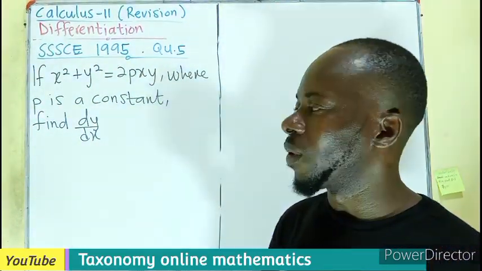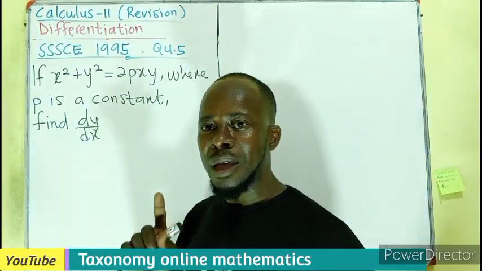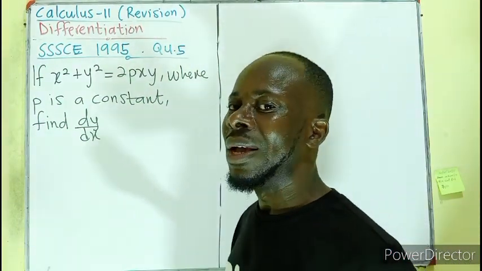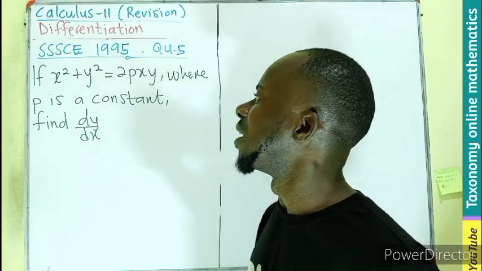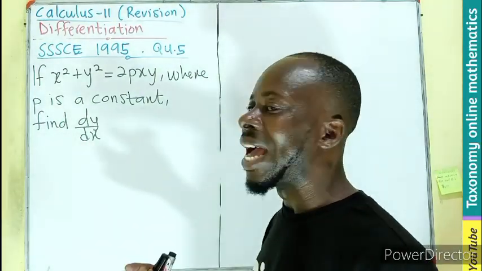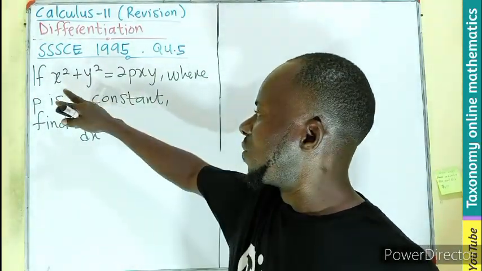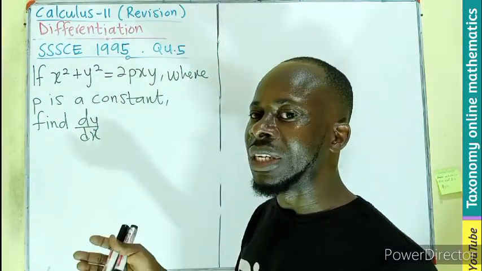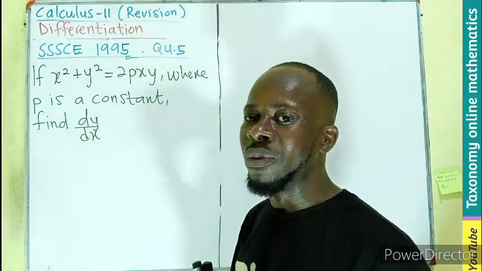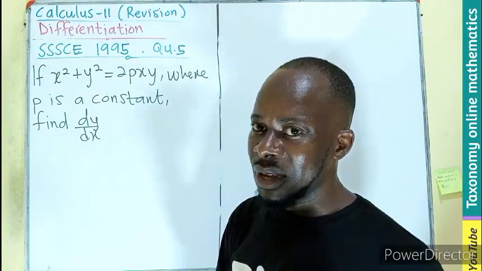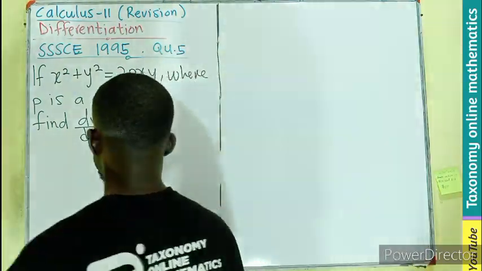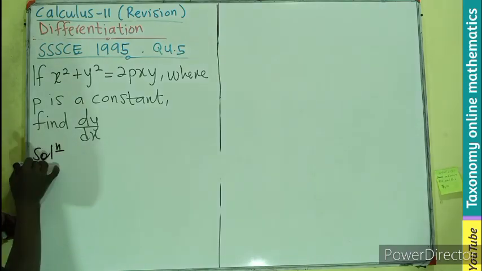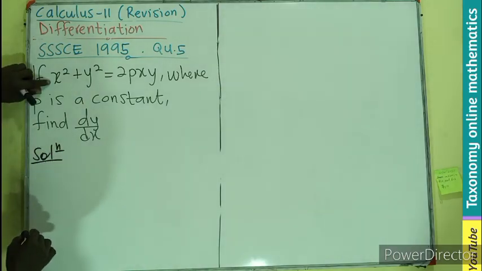SSCE 1995 question 5. If x squared plus y squared is equal to 2pxy, where p is a constant, we have to find dy/dx. So both the x and the y are expressed in terms of each other. Simply put, we are dealing with what? Implicit differentiation. So let's begin and see how we can go about that.